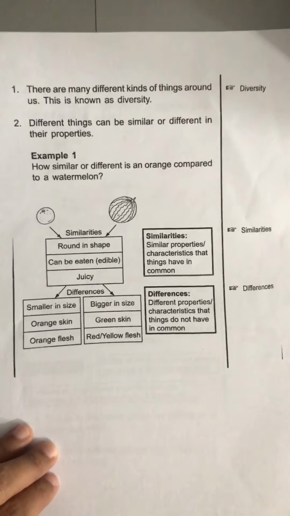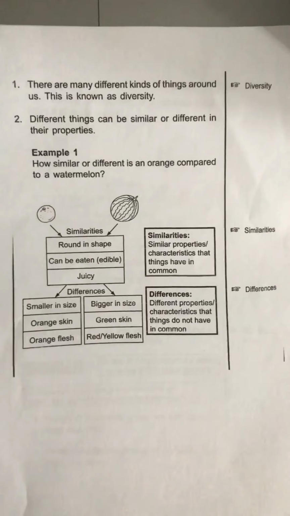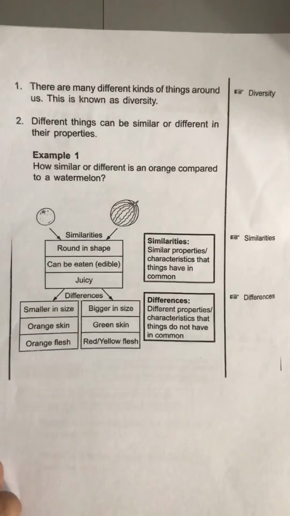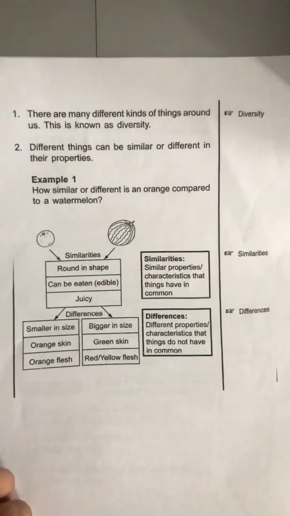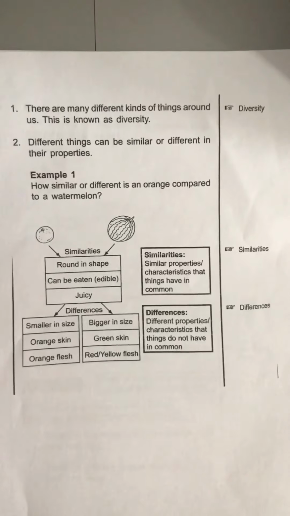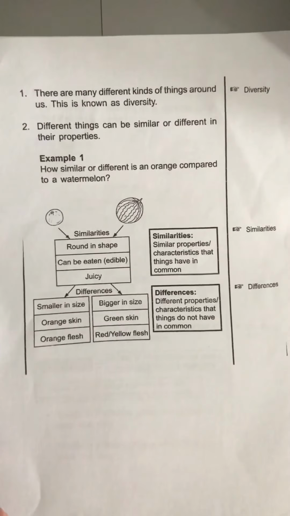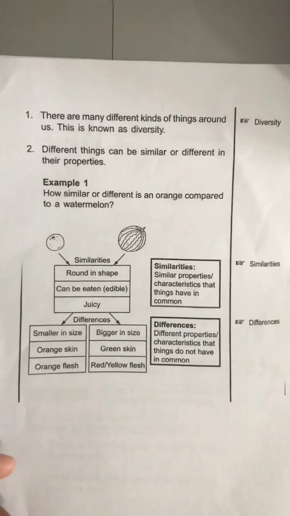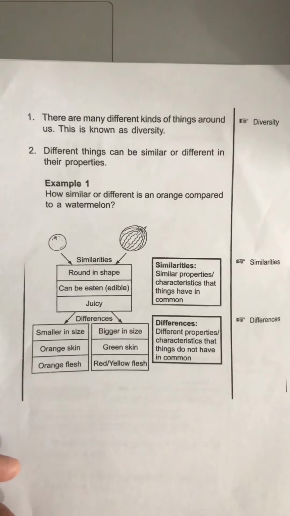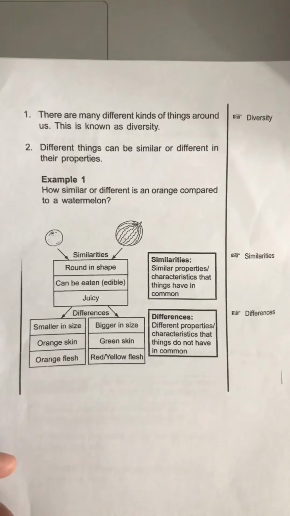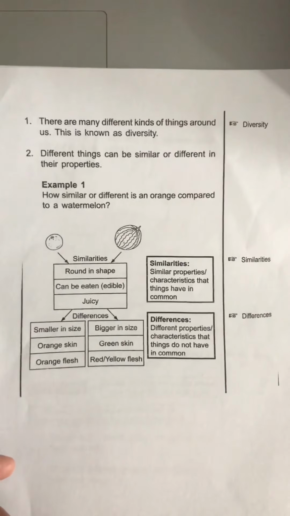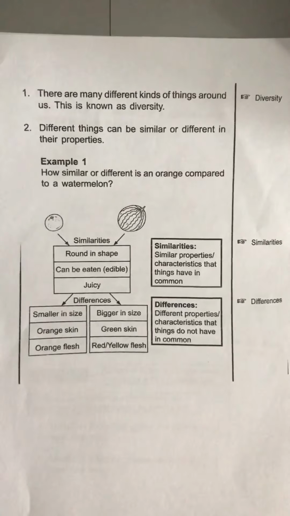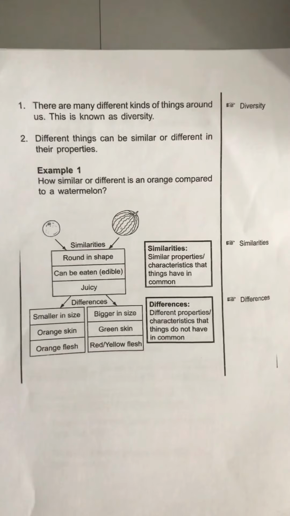Hello everybody, today I'm going to review from the first chapter of this primary tree. So this is all about diversity. You can see there that there are many different kinds of things around us, and this is known as diversity. And that different things can be similar or different in their properties. Here I already put an example.